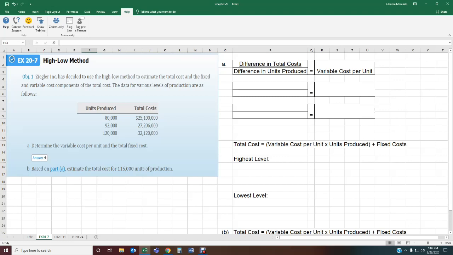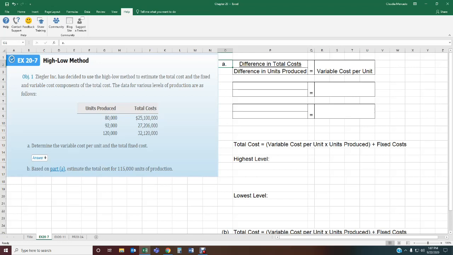When we produce 80,000 units, our cost is 25,100,000. When we produce 92,000 units, our total cost is 27,206,000. And when we produce 120,000 units, our total cost is $32,120,000. The first requirement is to determine the variable cost per unit and the total fixed cost. So I've set up the first requirement here.